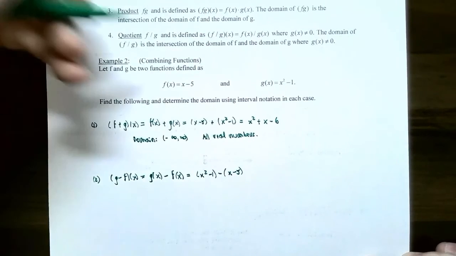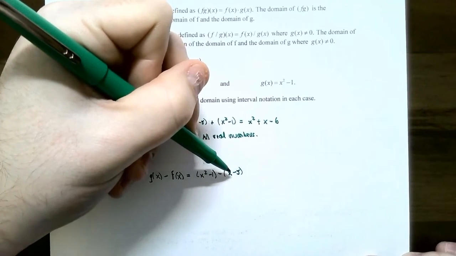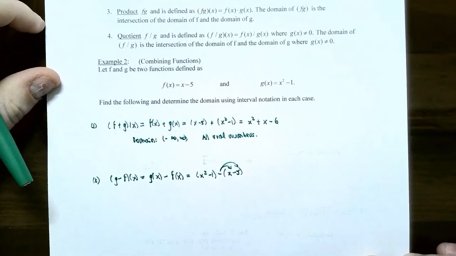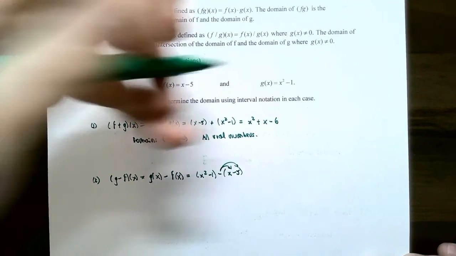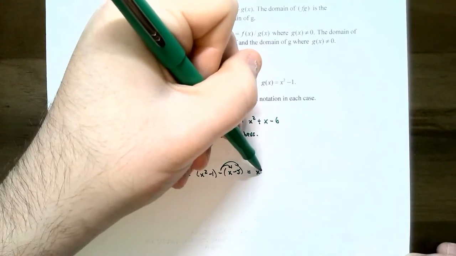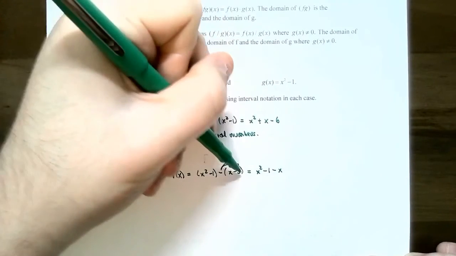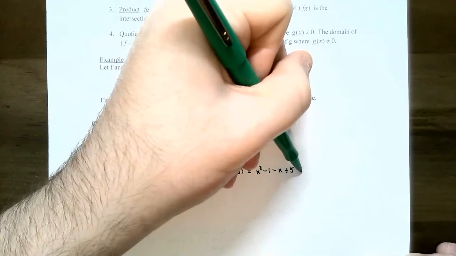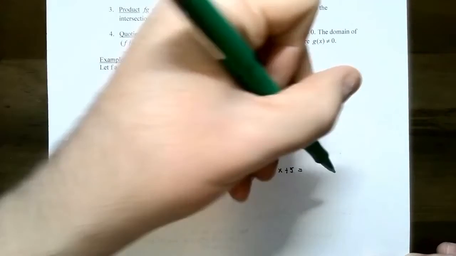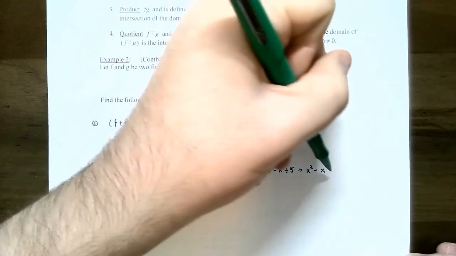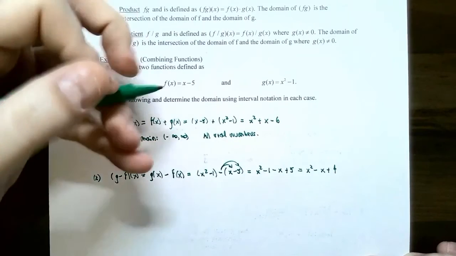So we've seen this before. If there's a subtraction sign before parentheses, that negative sign has to be distributed to both terms, which will change the signs. So the first parentheses will stay the same, x squared minus 1. You'll have minus x and plus 5. And now combine like terms. So there's an x squared, a minus x, and negative 1 plus 5 is 4. So let's find out the domain.